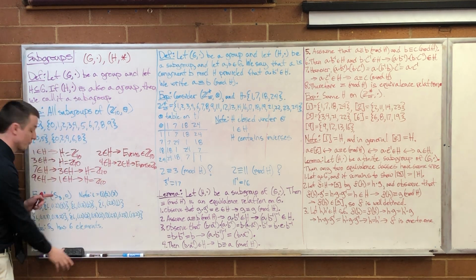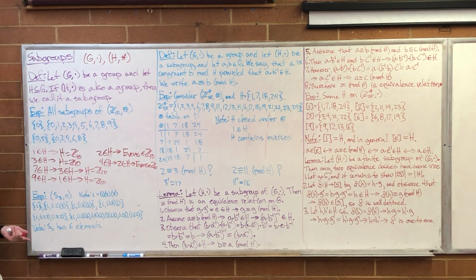So S sub 3, all the permutations on the set 1, 2, 3, or 0, 1, 2, doesn't matter how you think about it. All the permutations you can create on some 3 element set.